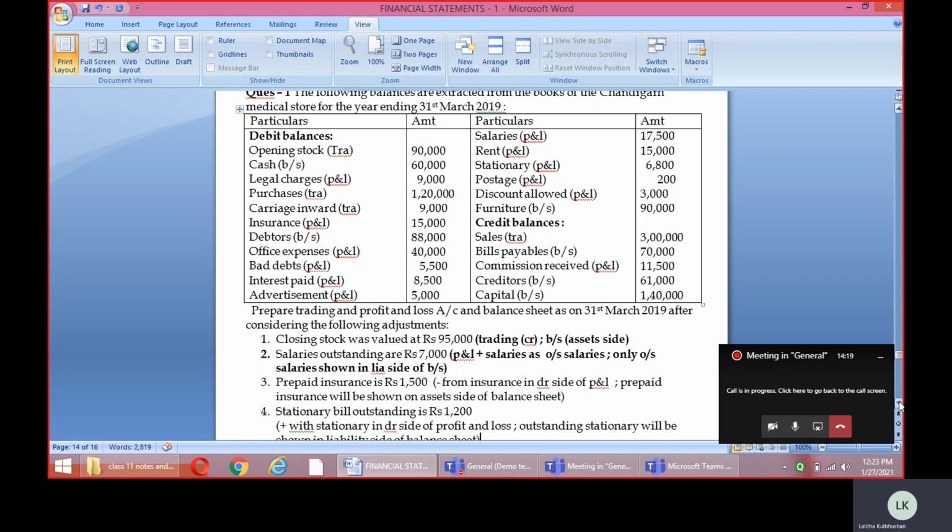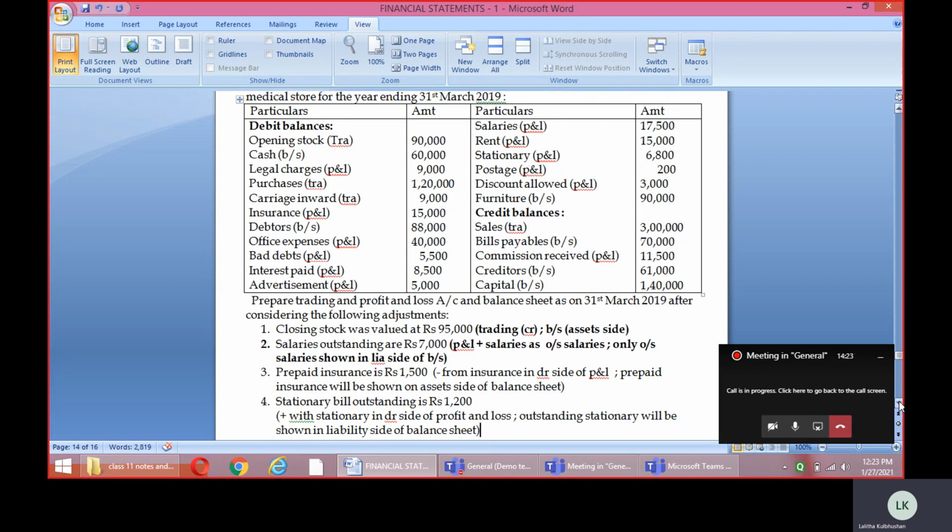This is the assignment, question number 1. Please solve it and submit it to me by today evening. Let me see whether you are able to derive the correct answers for this particular question or not. It's a very simple question. Just solve this and please send the answers to me by today evening.